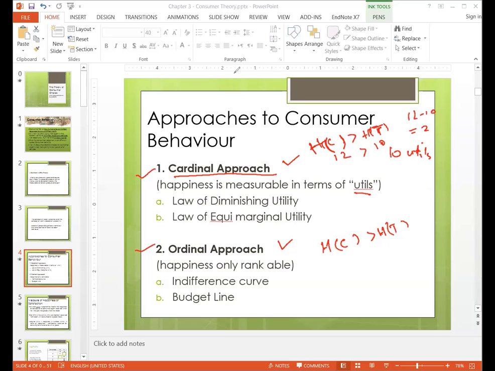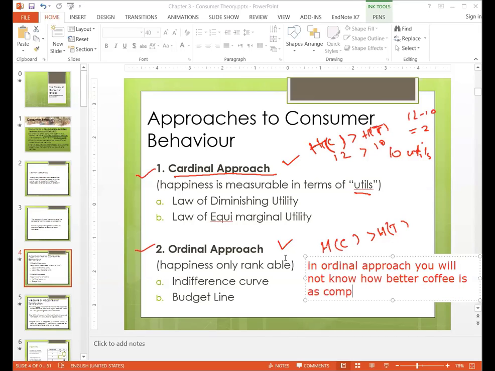So let me put it here in writing. So in the ordinal approach, you will not know how much better coffee is as compared to tea. So you do not know how much, but only know that it is better. So this is the difference.